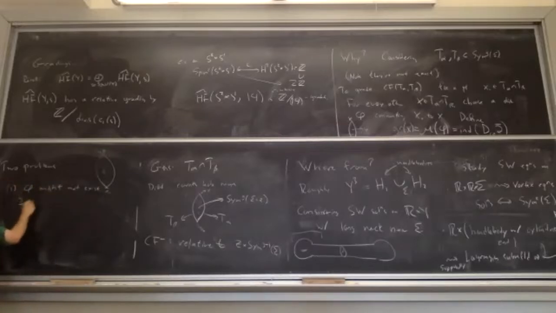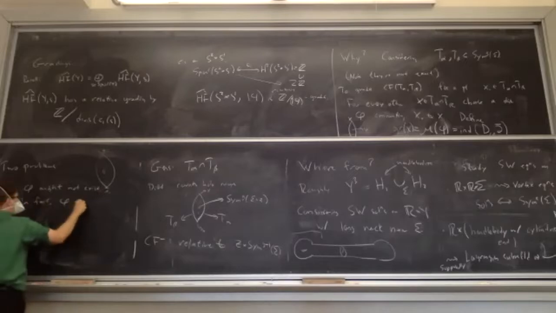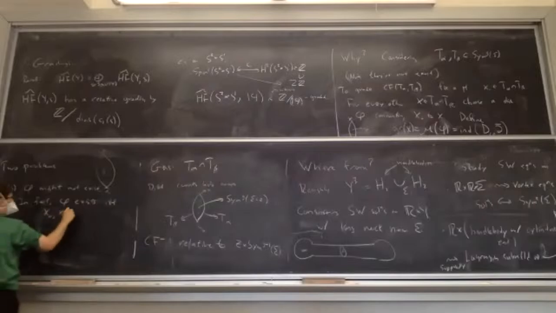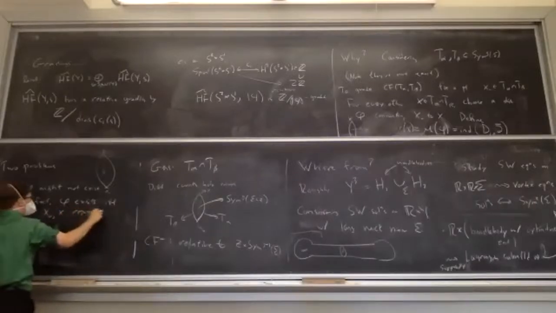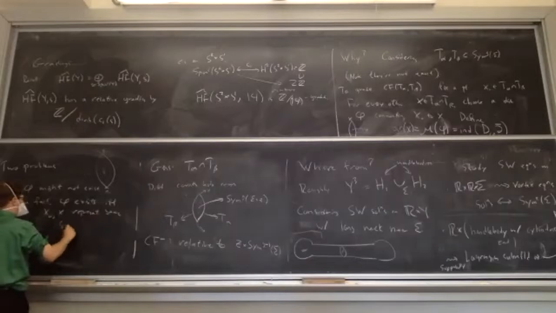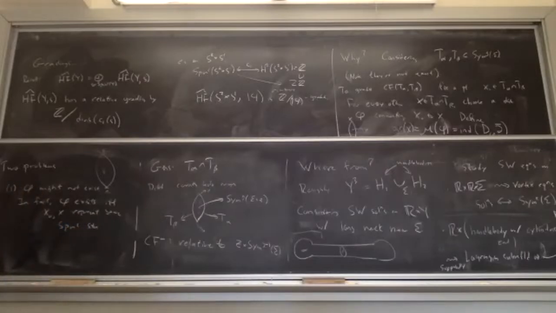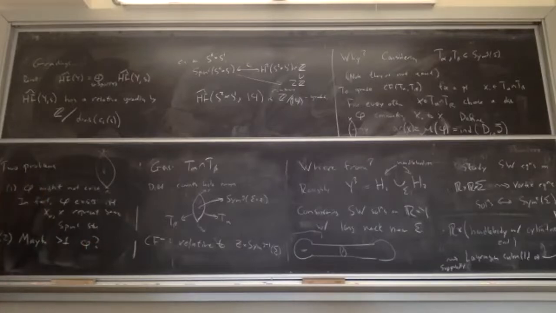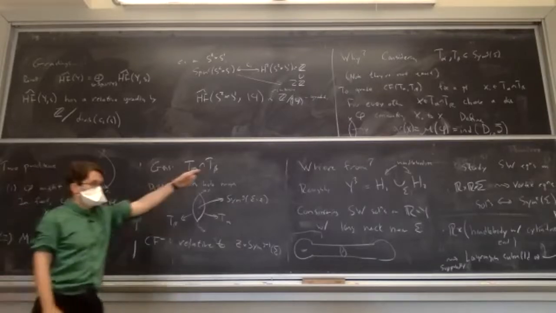And in fact, phi exists if and only if x naught and x represent the same spin C structure. So each spin C structure has a relative grading. And the second one is that phi might not be unique. So maybe there's more than one phi. If I chose a different one, maybe I had a different Maslov index.